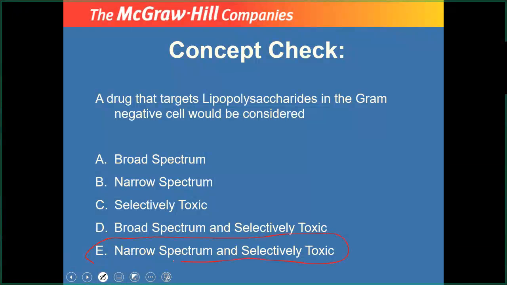All right, because it's only going to target prokaryotic cells. Lipopolysaccharides and outer membranes of cell walls are found only in bacteria. And of the bacteria that it targets, it's going to be a specific category, the gram-negative forms, right? And so it's narrow spectrum and it's pretty selectively toxic. It's not going to harm the host. It's not going to harm the infected individual, at least not all that much.